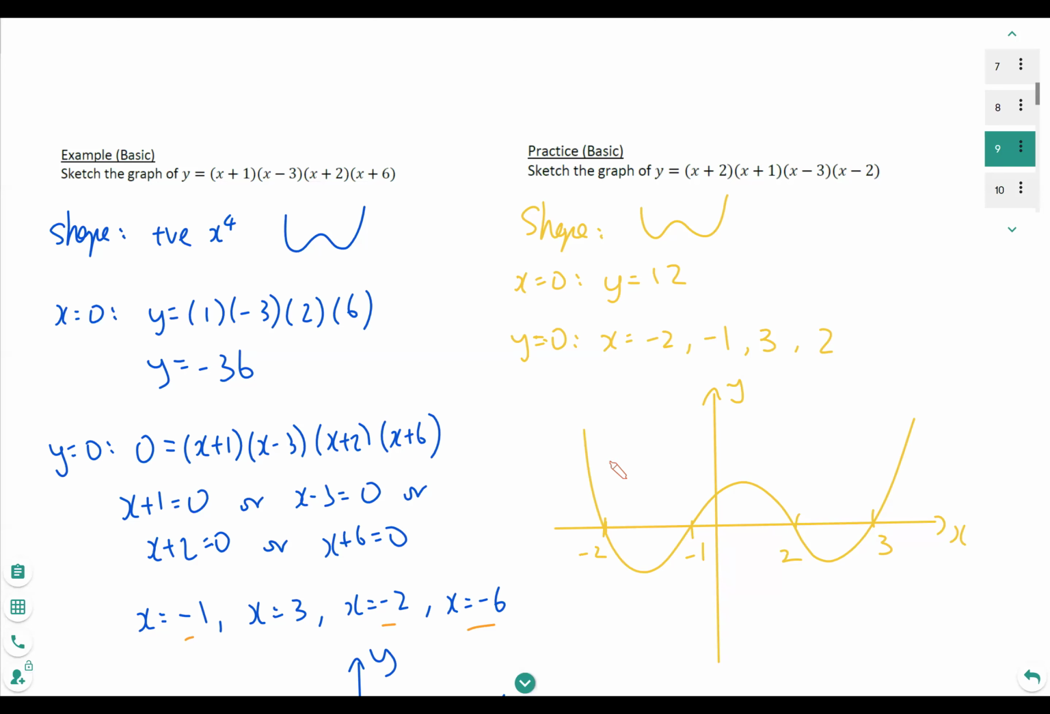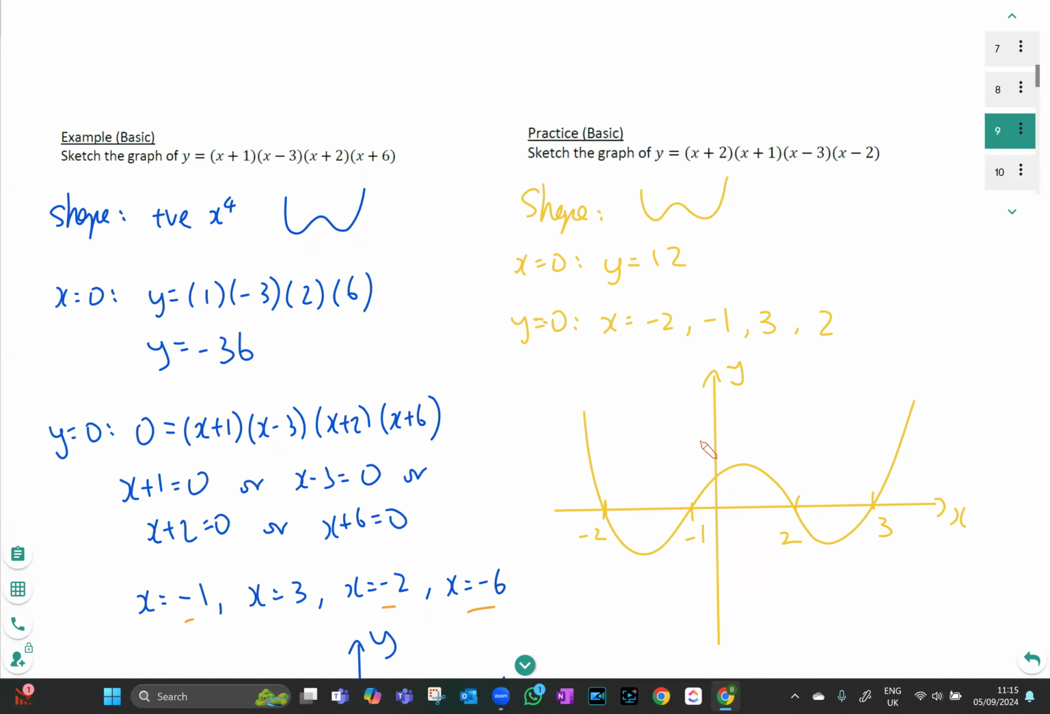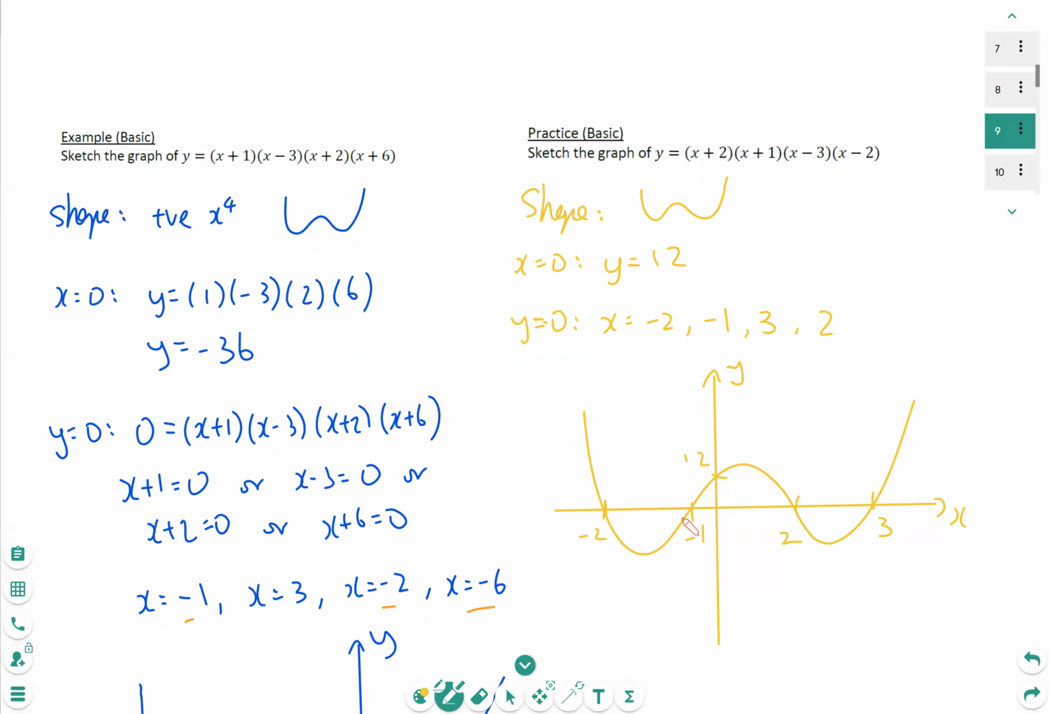Here's the final answer. We have two negative values of x. Again, the shape, x equals 0, y equals 0. Make sure you put it in a calculator. You get a positive 12. Or actually, I forgot to put 12 in here. So that's the answer. Now, some students might be asking, sir, what about the peak in here?